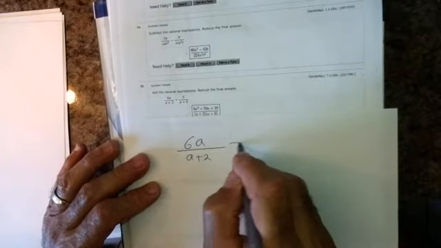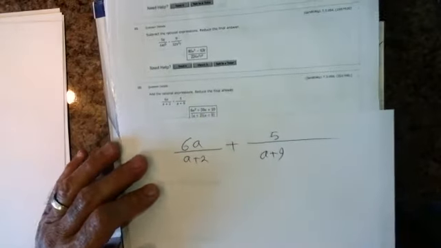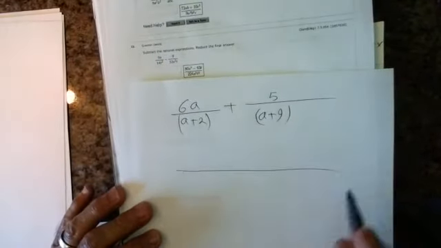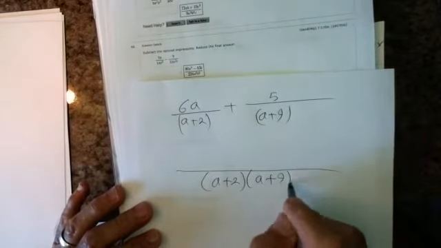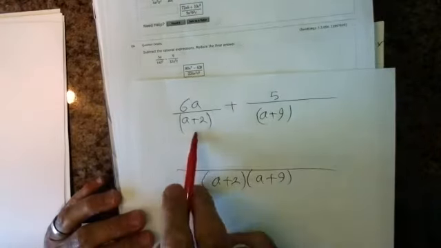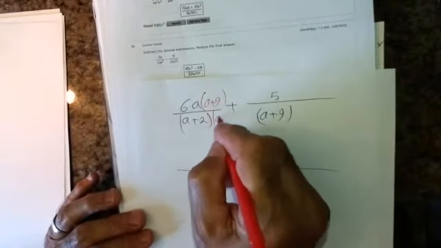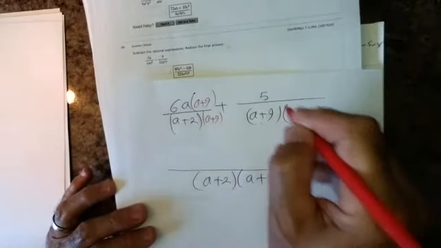6 over A plus 2, plus 5 over A plus 9. You know, you want your common denominator to be A plus 2 times A plus 9. You want that to be the common denominator, correct? This one needs A plus 9. So you put 1 at the top and 1 at the bottom. This one needs A plus 2, so you put A plus 2 at the bottom and A plus 2 at the top.